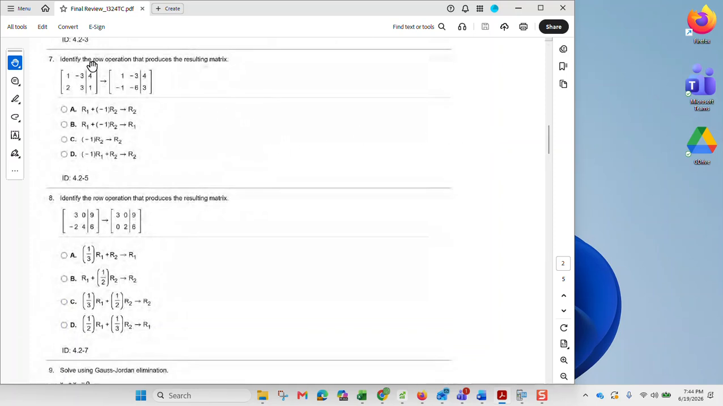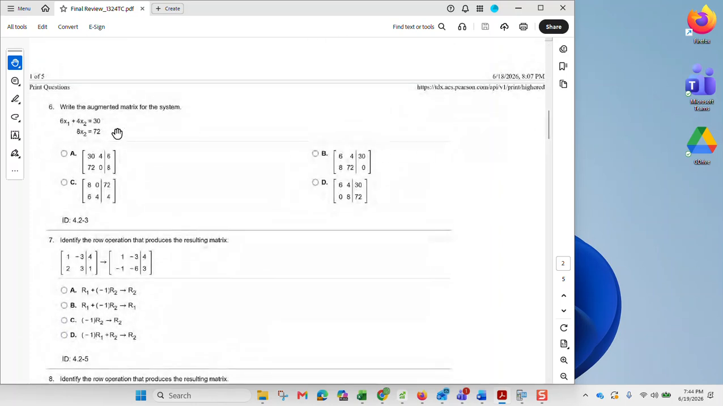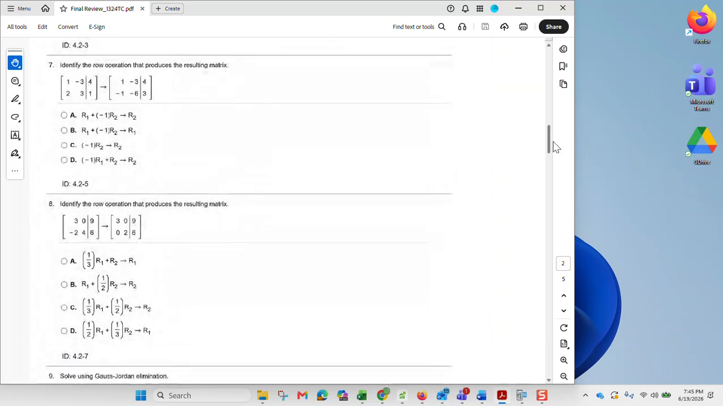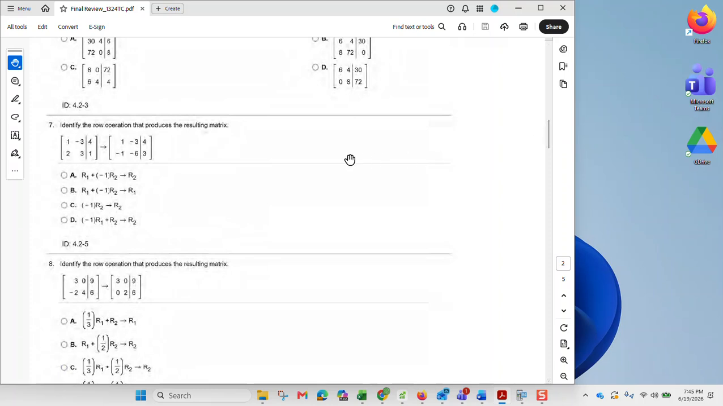Okay, so number 7 here is: identify the row operation that produces the resulting matrix. Remember, in an equation, we can multiply both sides by the same number, right? You can multiply by either a positive or negative number. Same thing with the matrix, right? If I multiply by the same number, it will produce a new matrix, but they should be equivalent, right? So what is this row operation? I have a 1, -3, 4. So this one you still have a 1, -3, 4. So this row stays the same.